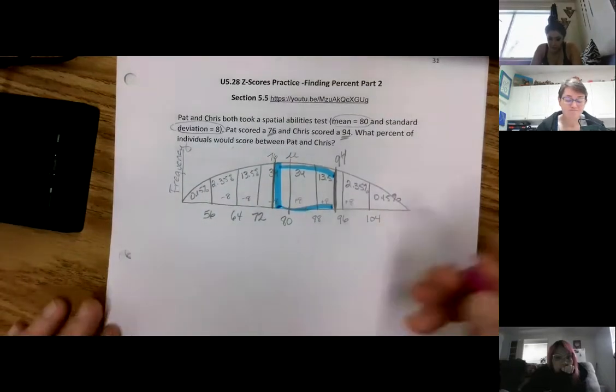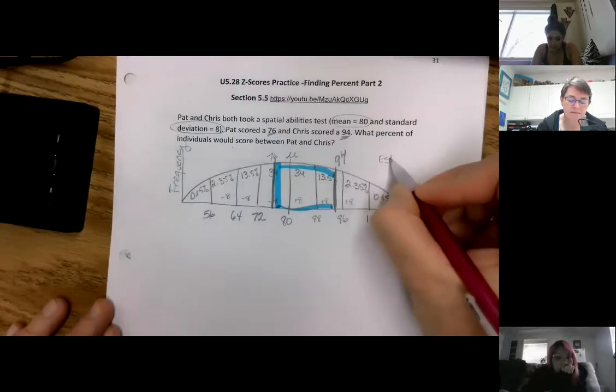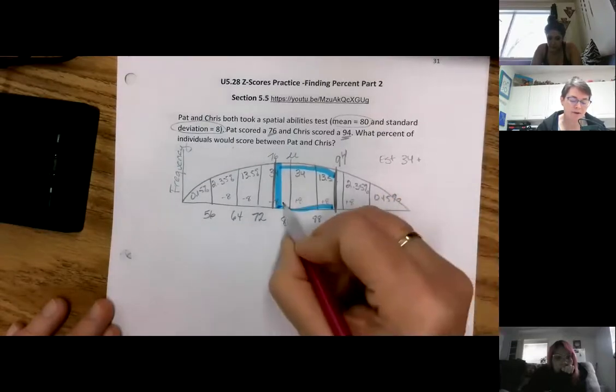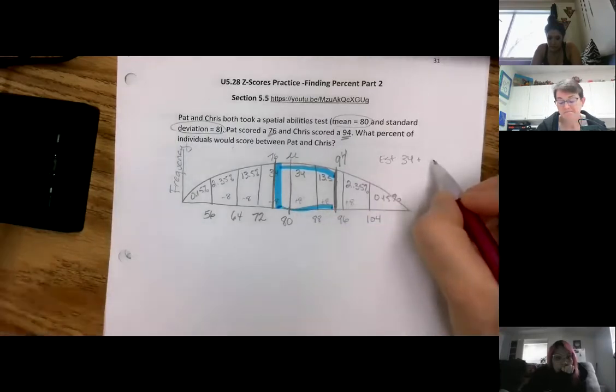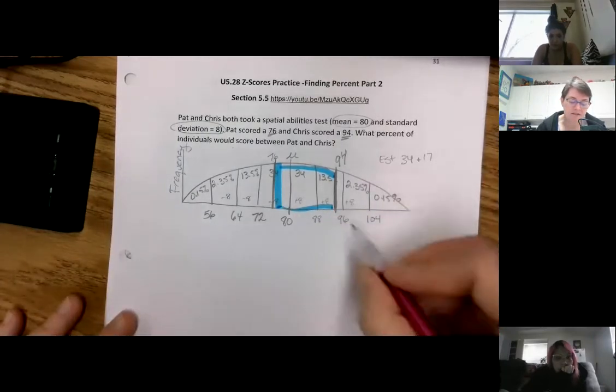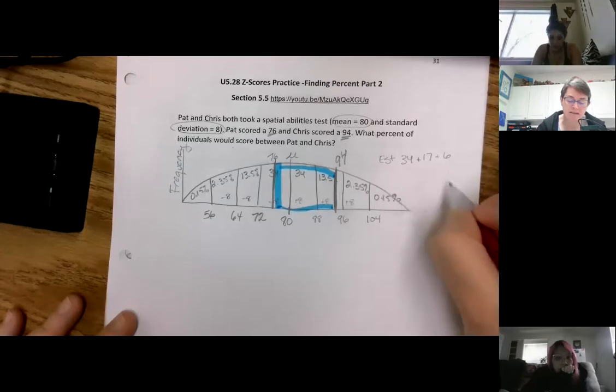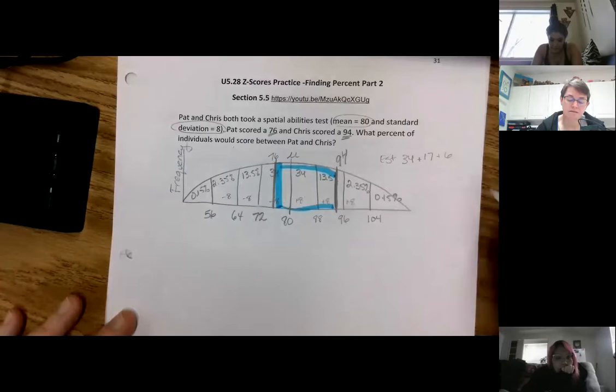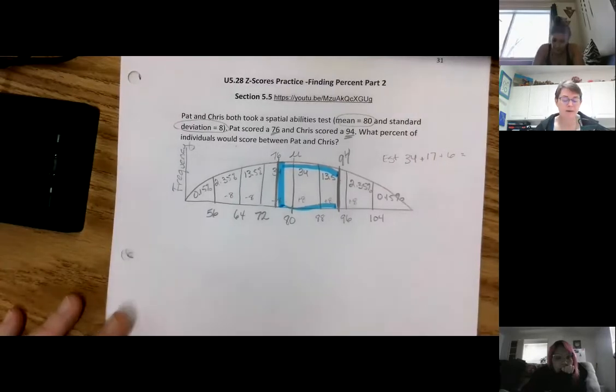So estimate, I know it's all of the 34, plus I've got part of this one. I don't know, I'm going to guess half of it, 17, plus that one, guessing 6. So 34 and 17 and 6 is, well, whatever that is. I'll add it up later. There we go. There's my estimate.